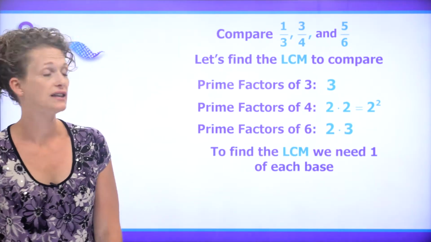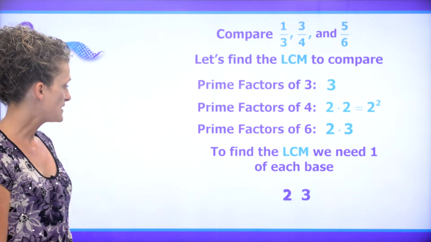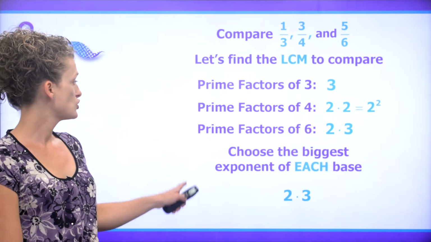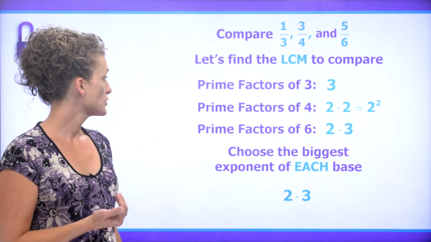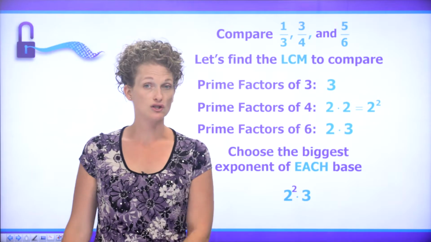Now, when we want to find the LCM, we need one of each base. So if we've got our bases 2 and 3, the last thing we have to do is to choose the biggest exponent of each base. So the 3 only has a 1, and the 2, the biggest exponent, is the squared.